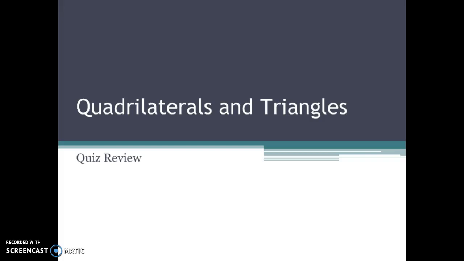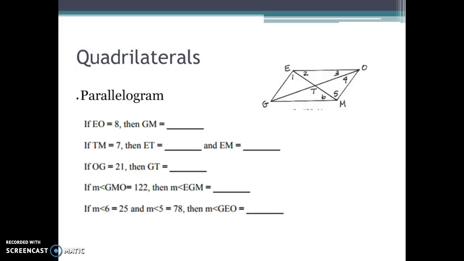So now we're going to go back over quadrilaterals and triangles and help get ready for our quiz that's coming up. To start with, we have quadrilaterals, which is any four-sided figure, and for this example we have a parallelogram. Remember, quadrilaterals break into either kites, trapezoids, or parallelograms, and then we can get more specific from there. So here I've got a parallelogram, so using those properties I'm going to answer these questions.